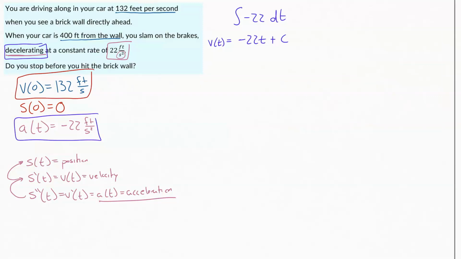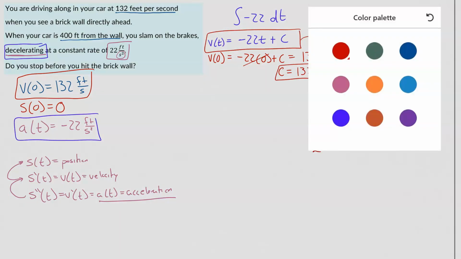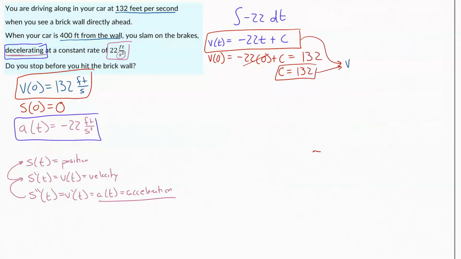So we know that when we plug in 0 for t, we need all of this math to equal that initial velocity of 132. So 0 times negative 22 is going to get us 0, so that's going to cross out, and we're going to end up with c equals 132. So we bring that together with our antiderivative here to come up with our velocity equation. So our velocity equation is negative 22t plus 132, that c we just found.